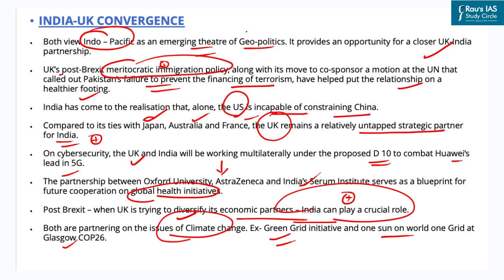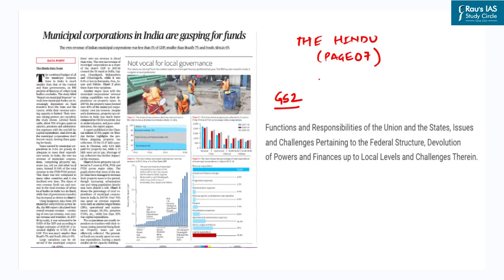With this, we have covered the scheme as well as have discussed the relationship between India and UK and also the issues that are plaguing the FTA between the two countries and the need for signing. Moving on to the next article of the day that has featured on page 7 of the Hindu, basically talks about the finances of the municipal corporation.